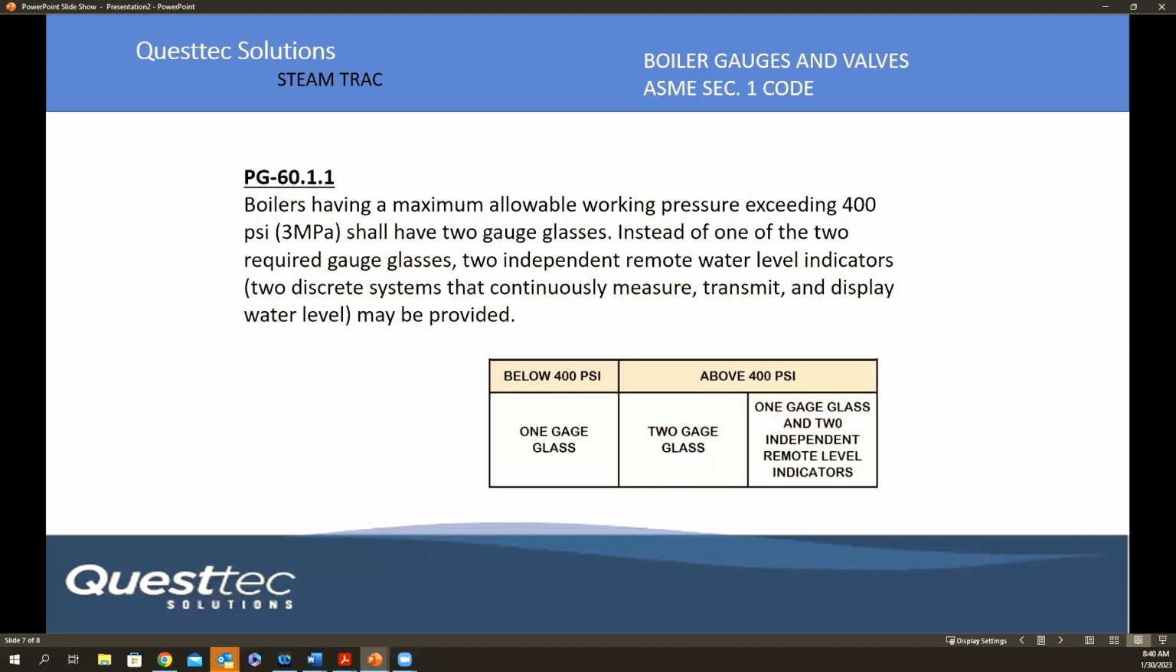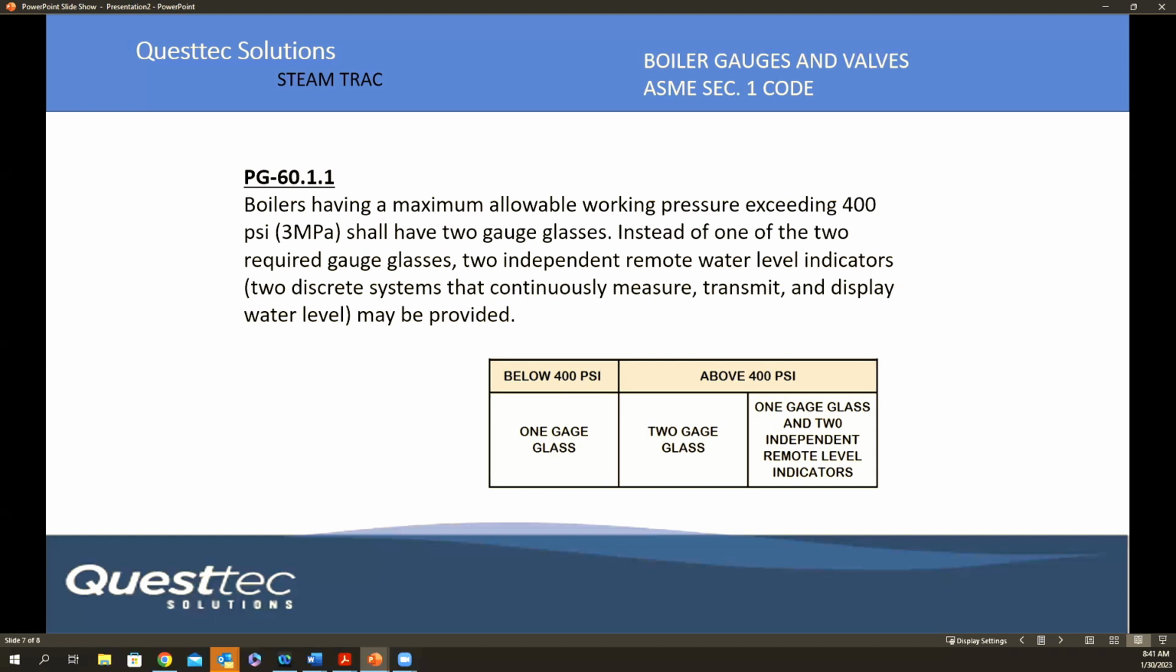So PG 60 dictates that boilers having a maximum allowable working pressure exceeding 400 pounds working steam pressure shall have 2 gauge glasses. Instead of one of the 2 required gauge glasses, 2 independent remote water level indicators, 2 discrete systems that continuously measure, transmit, and display water level may be provided.